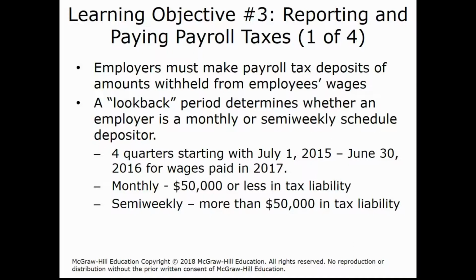So employers must make timely payroll tax deposits of any amount of taxes that have been withheld from their employees. And so how often the employer has to report and pay the tax liability depends, in part, upon the amount of their tax liability, and that will of course depend on the size of the company and number of employees and their earnings. So there's this look back period where you go back 4 quarters, and for 2017 it starts on July 1st, 2015 and runs to June 30th, 2016 for wages paid in 2017.